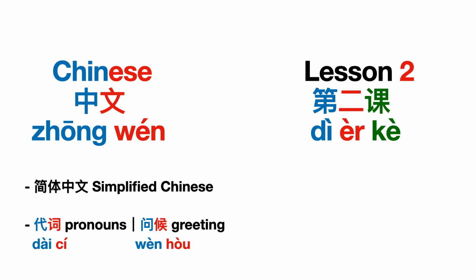My name is Mason. Today we're going to learn some Chinese 中文. And just for information, we will be using simplified Chinese, 简体中文. And this is our second lesson, 第二课. Today we're going to learn some pronouns, 代词. And after that, we're going to learn how to greet people, 问候. Let's get started.